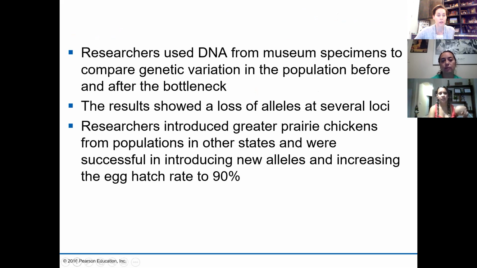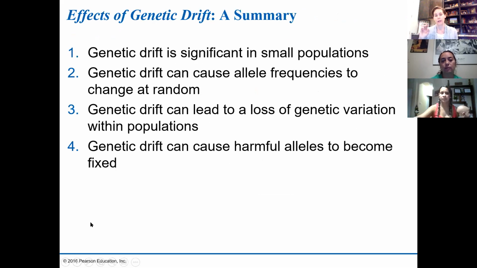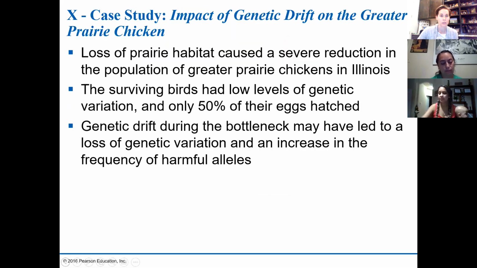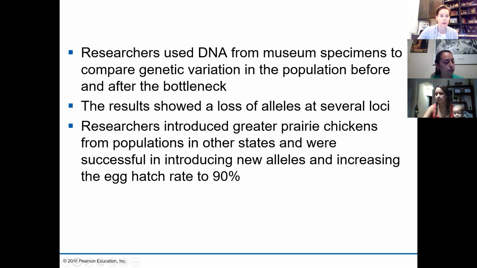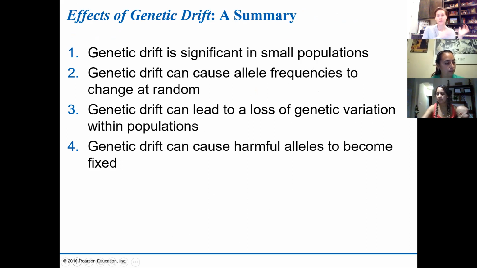So a summary of genetic drift, it's significant in small populations. Okay, so genetic drift is really significant in small populations. Genetic drift is just the movement of genes. There was a slide in here that I thought had a definition, but I guess not. Genetic drift is just the movement of genes over time. It's significant in small populations because you have less to dilute it, right?